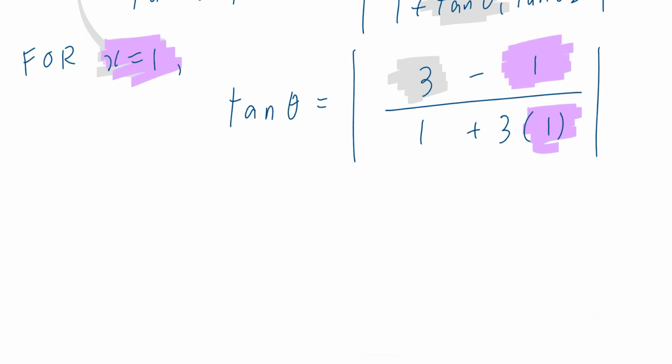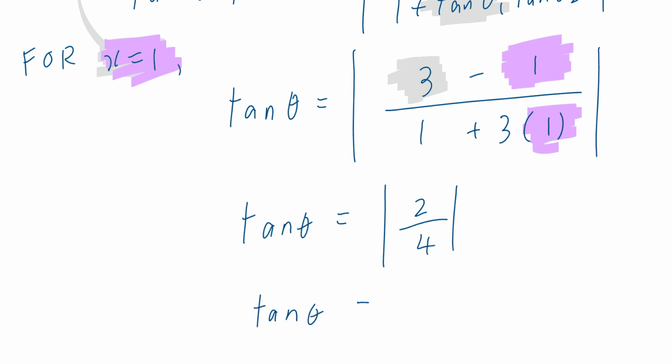Now again, look what happens. Tan of theta equals the absolute value of 3 minus 1, which is 2, divided by 1 plus 3, which is 4. This is basically the same as writing tan theta equals 1 divided by 2.